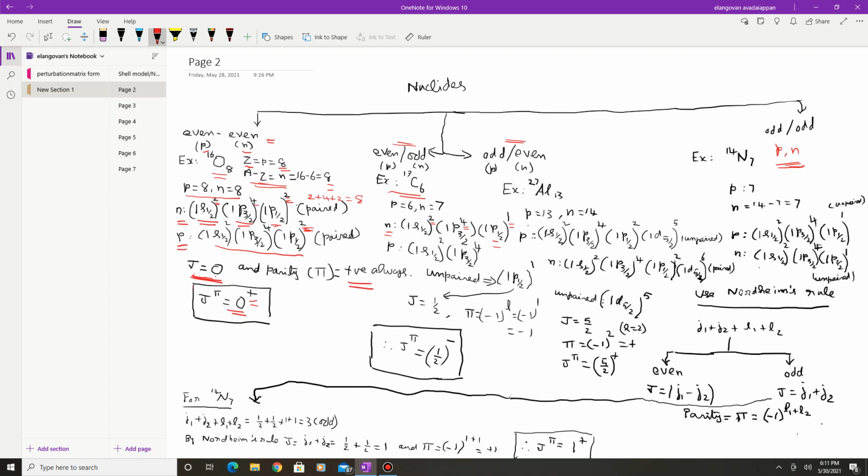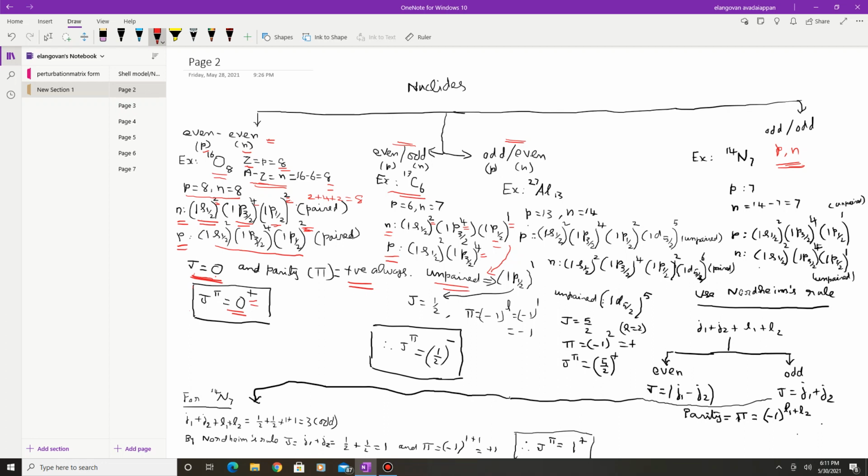And if you draw the energy levels corresponding to the proton, these are 1s1/2 and 1p3/2, with 4. So this is an even number, so it is paired. Since this is paired and the odd number is unpaired, you have to choose the unpaired level. The unpaired level is 1p1/2, and the number is 1.